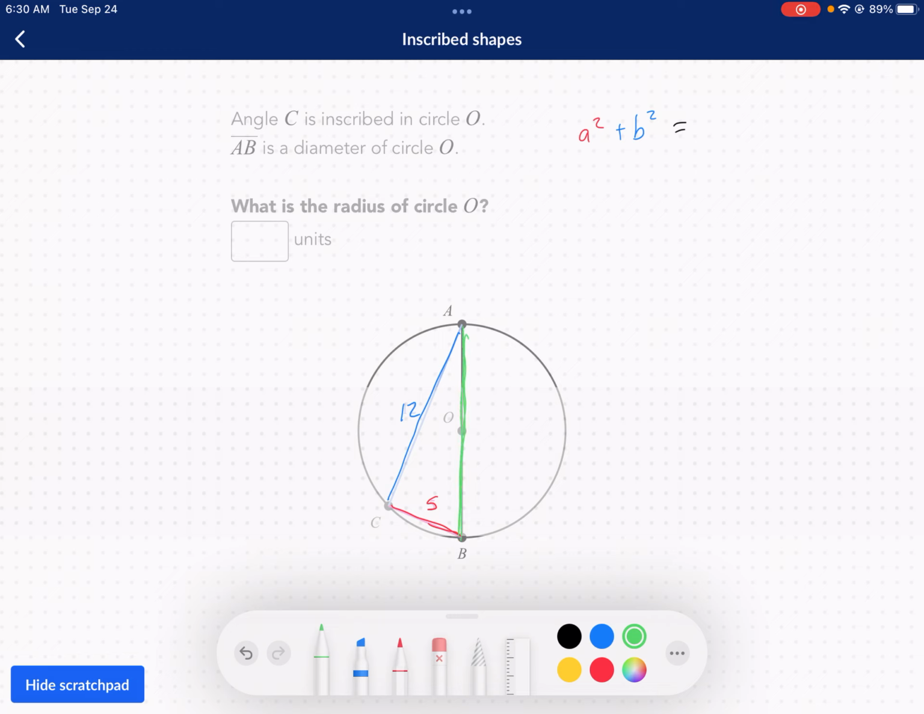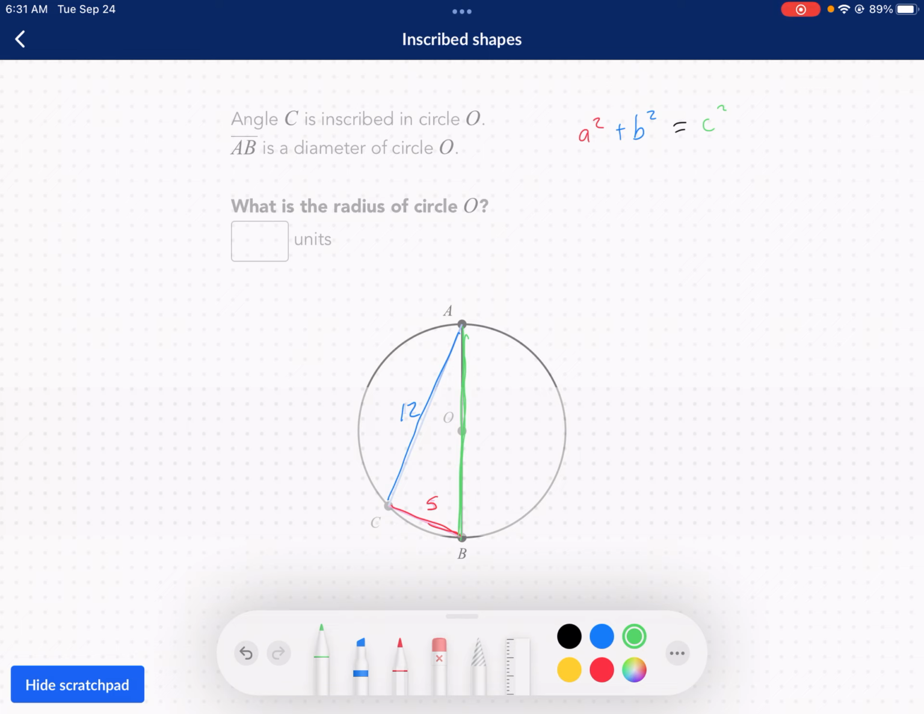Now you're like, how do we know this is the right triangle? Well, you're going to find out in a second. But it says here angle C is inscribed in O. Okay, AB is a diameter. All right, and what is the radius of O? Okay, so yeah, let's just keep going, and I'll show you why.